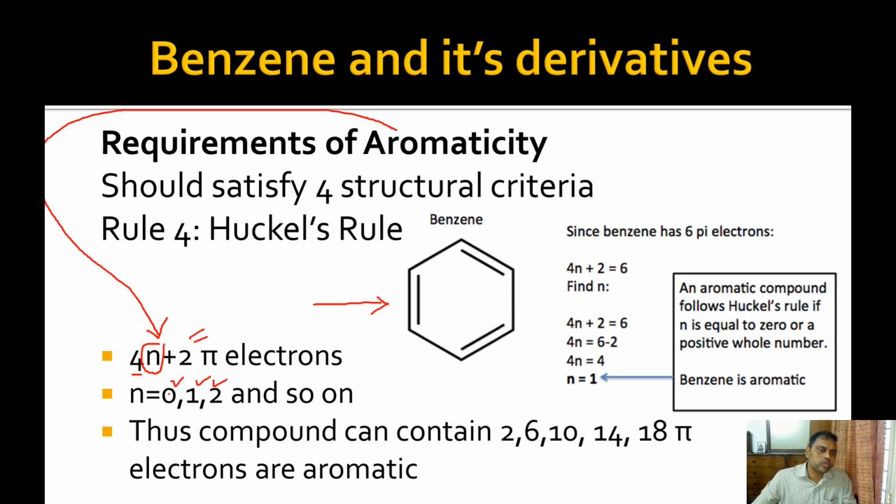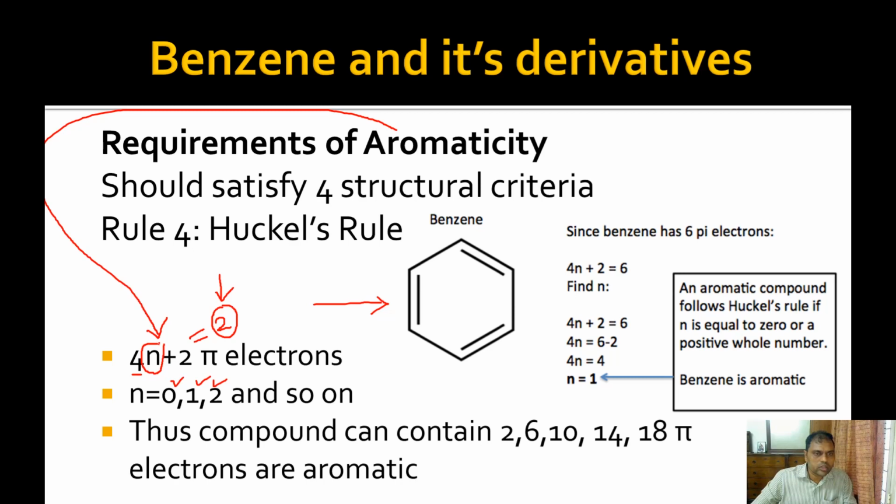For example, you put 0 here, 4 into 0 is 0, and the result is 2 electrons. Any compound, if it has 2 electrons, along with fulfilling the other rules, like it should be cyclic, it should be planar, it should have conjugated double bonds, and apart from that, if it fulfills this Huckel rule, if it has 2 electrons, then it is going to be an aromatic compound.